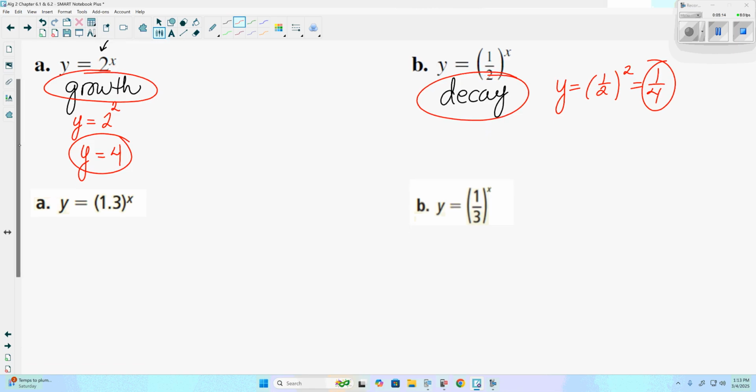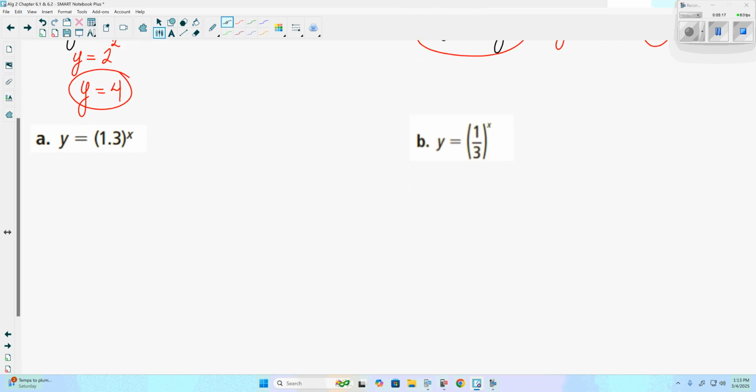Questions on the first two? Let's look at the third one. Y equals 1.3 to the x. Would this be exponential growth or exponential decay? 1.3, is it greater than 1 or between 0 and 1? Greater than 1, so it has to be growth. Because if that base, the number that the x is being put to, is greater than 1, it's growth. If it's between 0 and 1, it's decay.